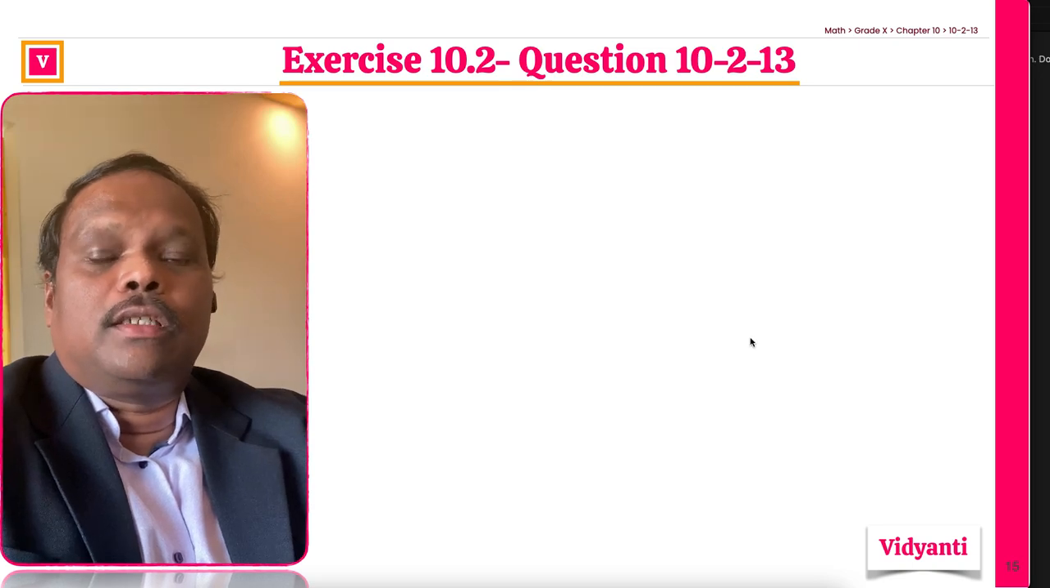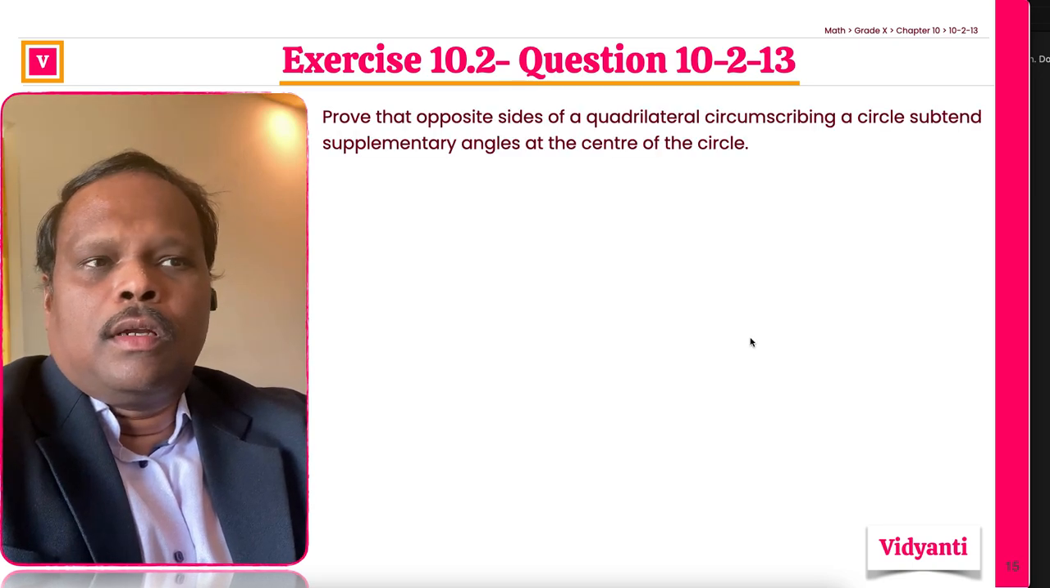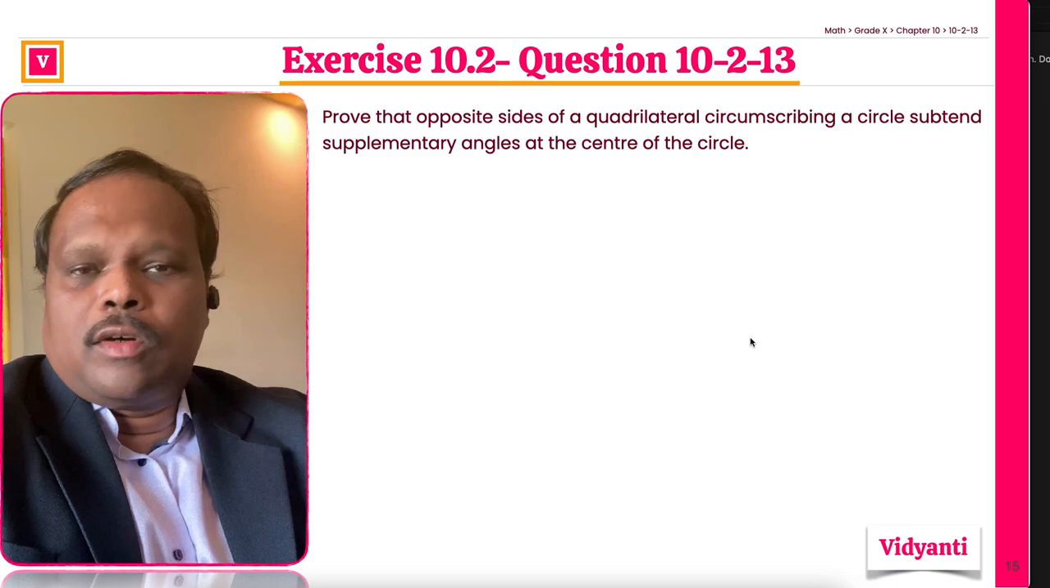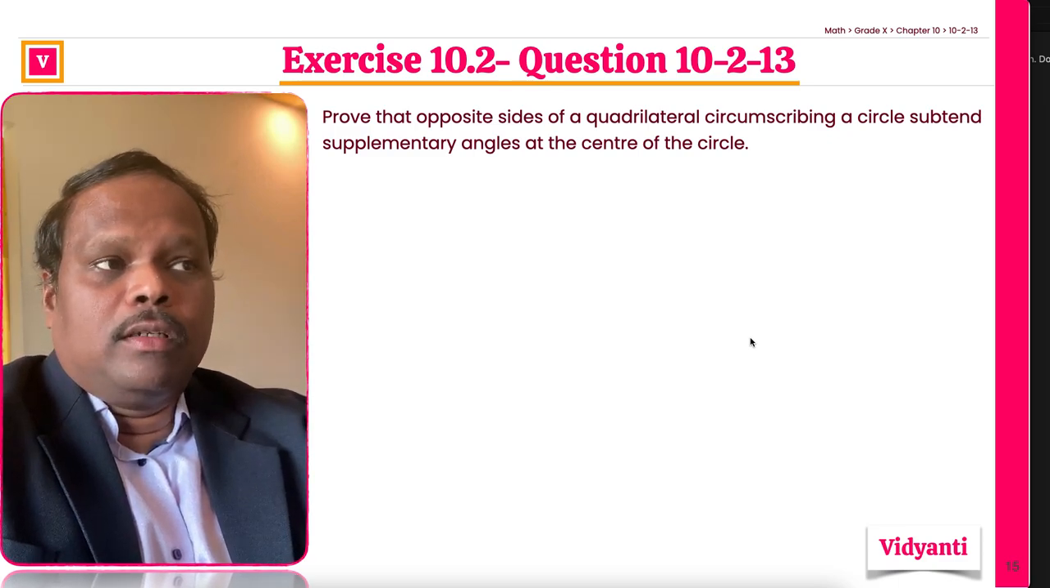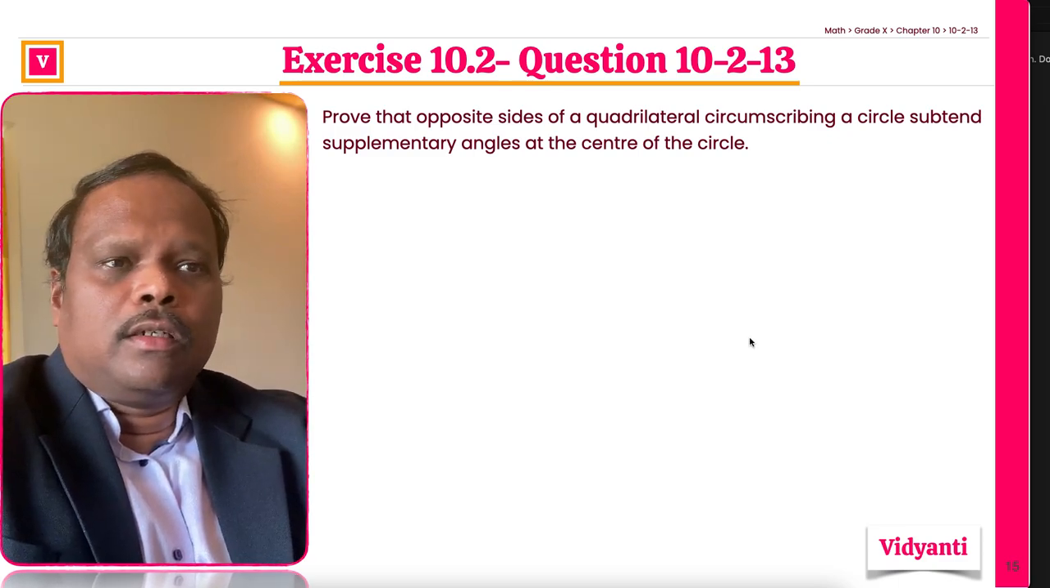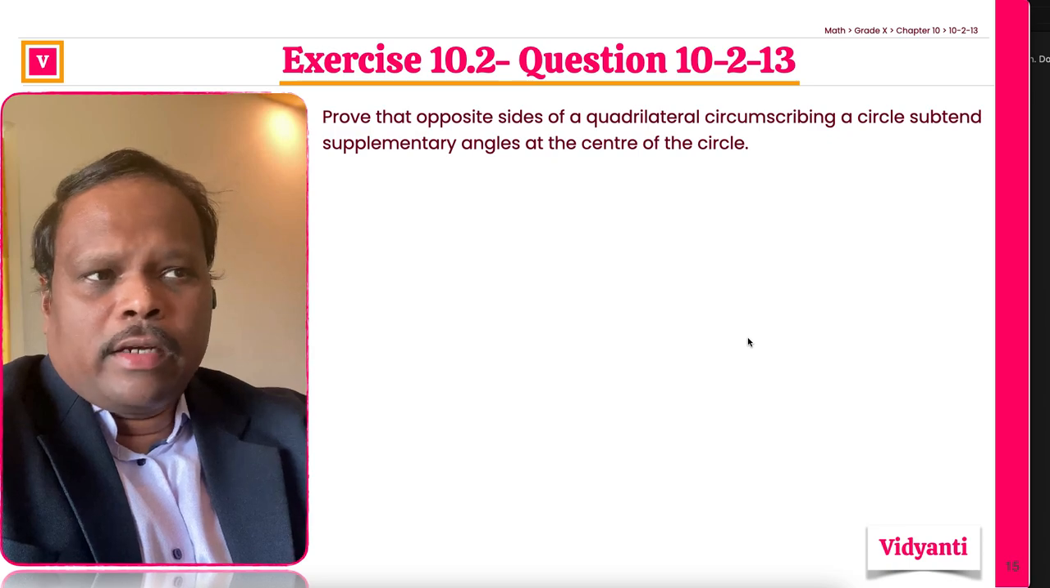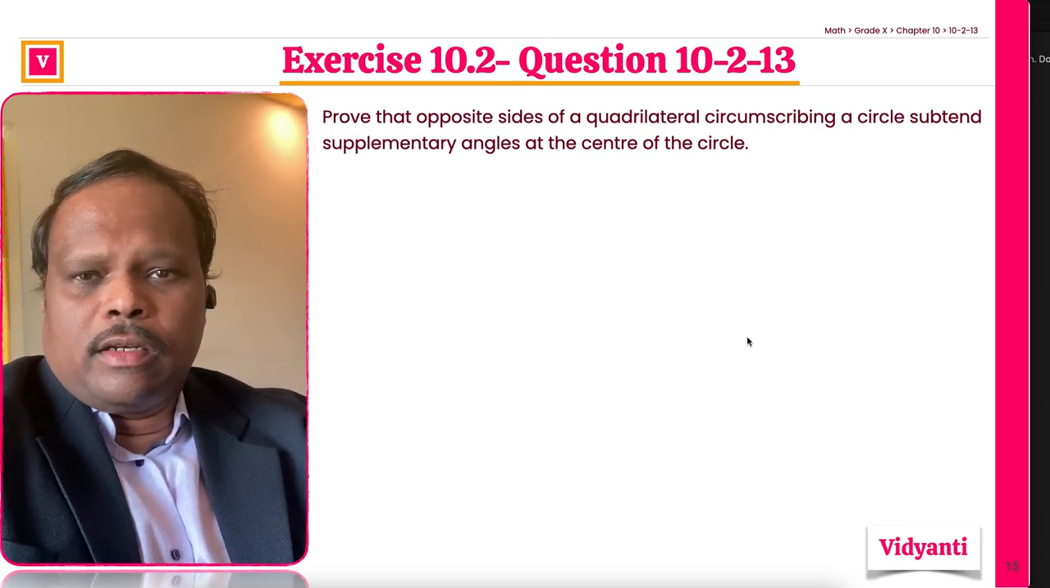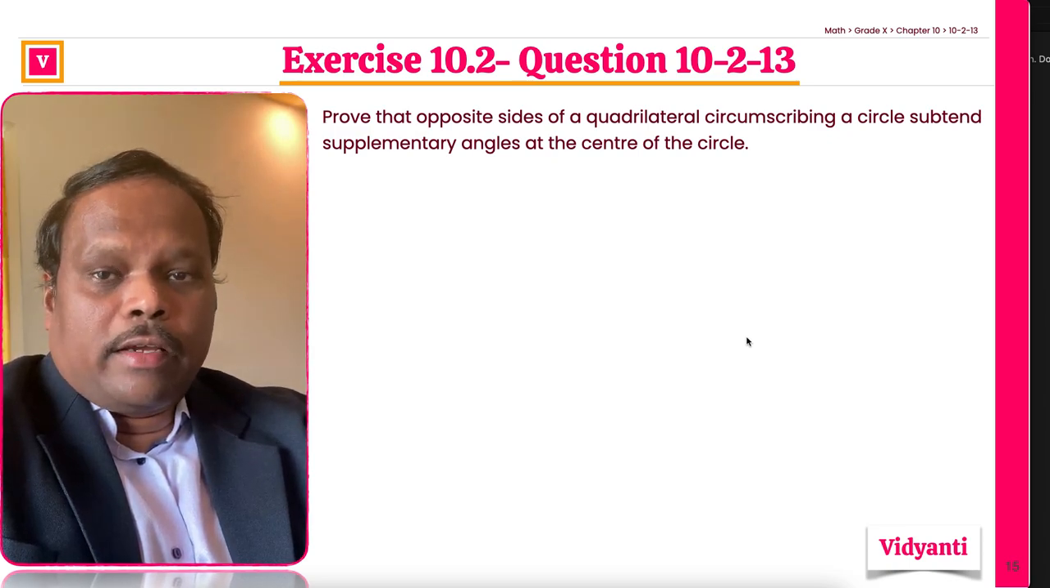This exercise, question 10 to 3. Prove that the opposite sides of a quadrilateral circumscribing a circle subtend supplementary angles at the center of the circle. Let's create a quick diagram.